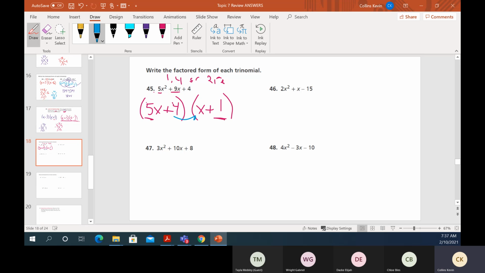So if I do the insides, that's 4x. If I do the outsides, it's 5x times 1, that's just 5x. So 4x and 5x is 9x. So again, if you get this guy to line up, you're golden. There's our guy. Okay.